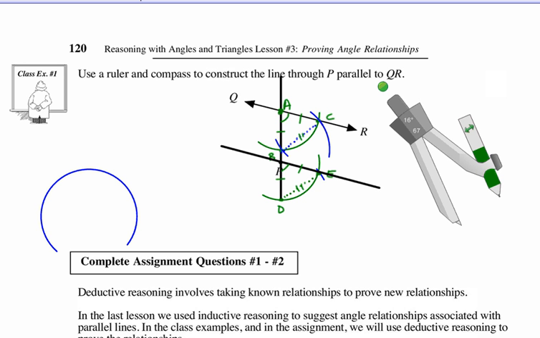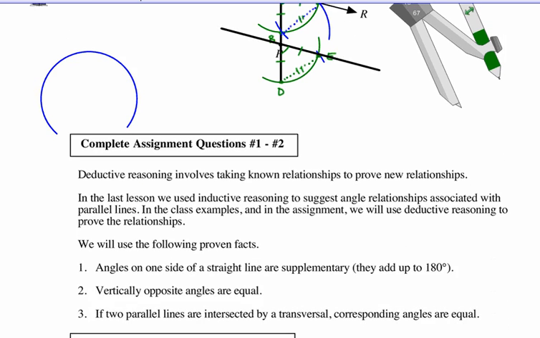That's how you properly construct parallel lines, using a compass and a ruler and not using a protractor. So ignore this, let's move on.